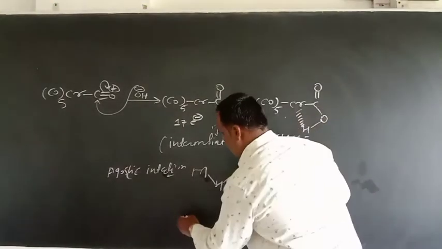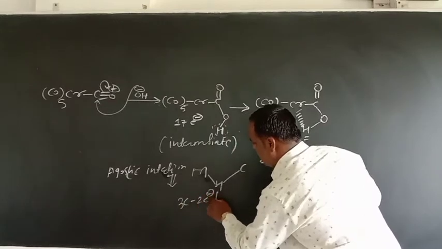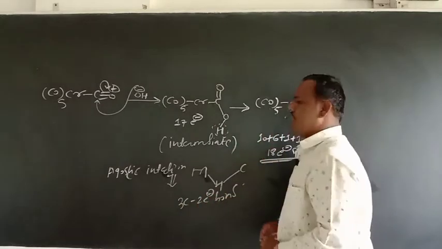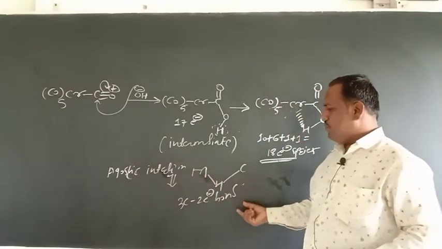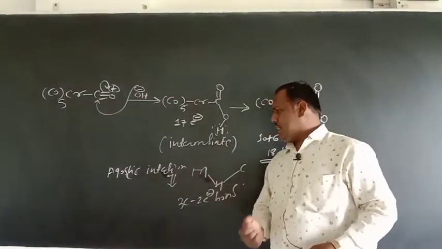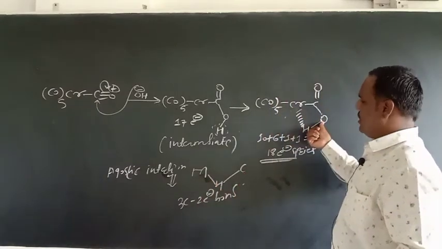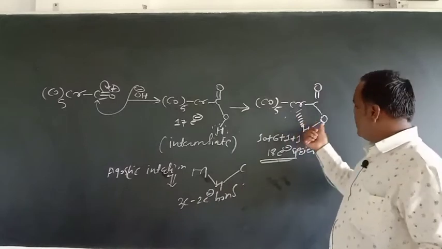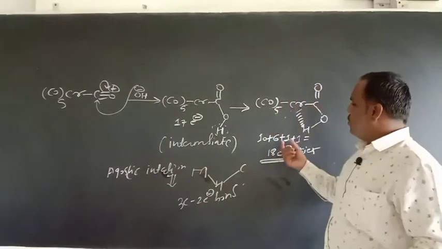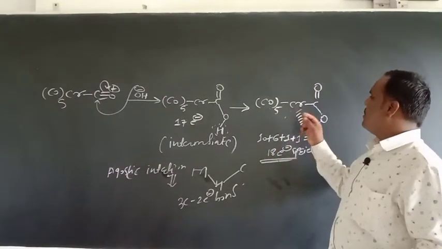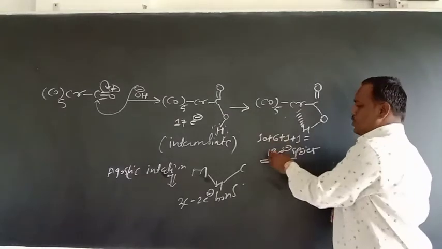This agostic interaction is a 3 center 2 electron bond, just like in borane. In borane, the B-H-B bond is a 3 center 2 electron bond. Similarly, in agostic interaction we have metal, hydrogen and carbon. In this case it is only metal, hydrogen and oxygen, not carbon; here oxygen is there. So it is a 3 center 2 electron bond, and the metal atom becomes coordinatively saturated, meaning it is an 18 electron species.